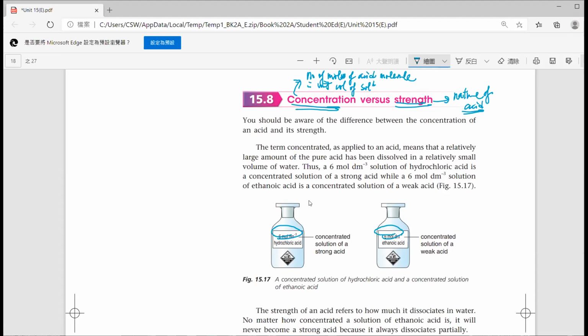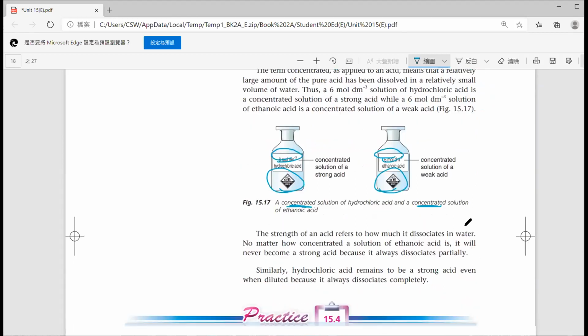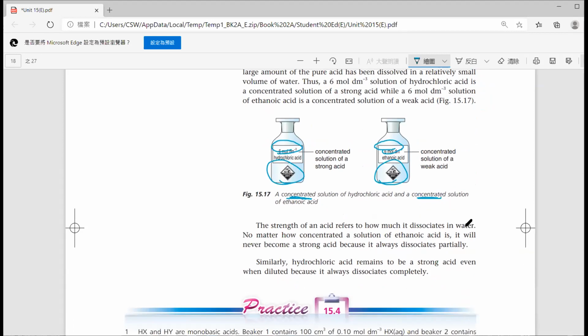Okay, can you get a point? But still, if you want to make a concentrated acid, no matter whether it is a strong or weak acid, we still have a considerable amount of hydrogen ion concentration inside. So we will still use a corrosive label to make people who use it aware. Is that clear?